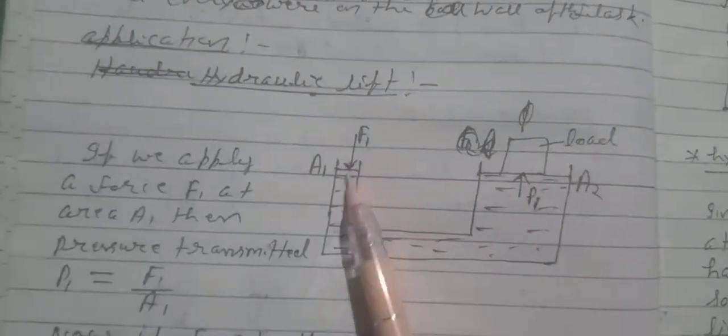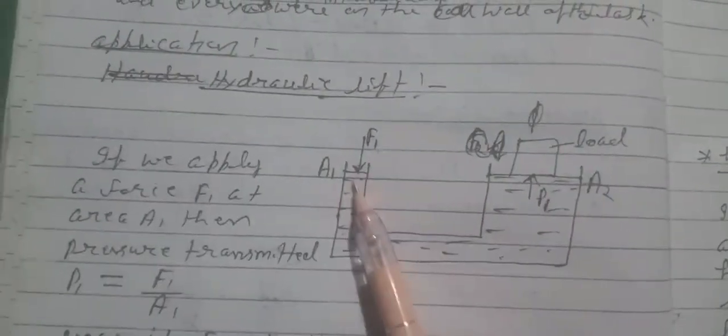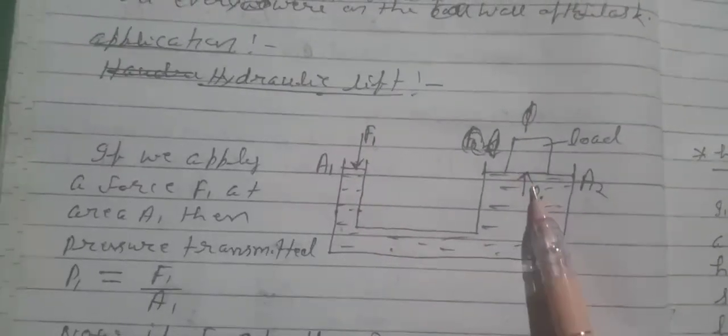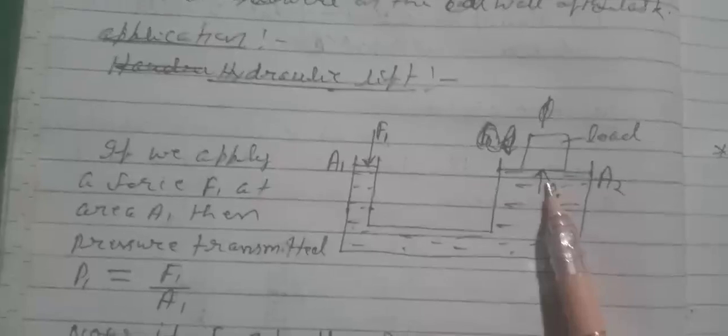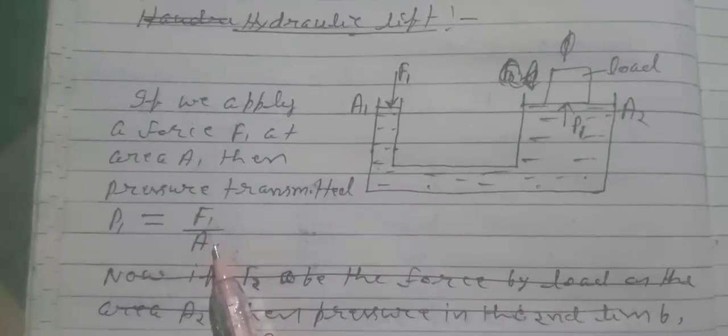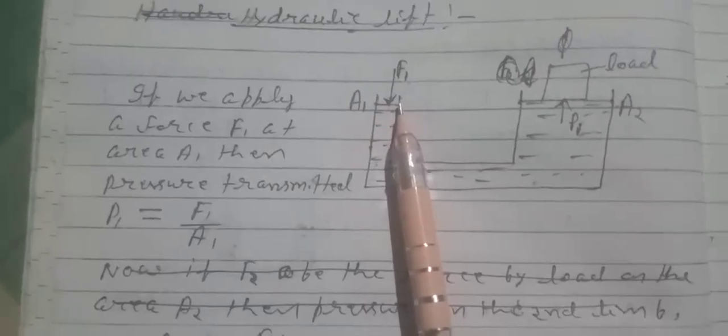Now if we apply a force F1, this will generate a pressure delta P, which will be transmitted all over the liquid, and so this will also be transmitted to this point. Using this principle, the hydraulic lift acts. Let's see. If we apply a force F1 at area A1, then the pressure transmitted will be P1 equals F1 by A1, because we are applying a force F1 at area A1. Now this pressure will be transmitted to this area.